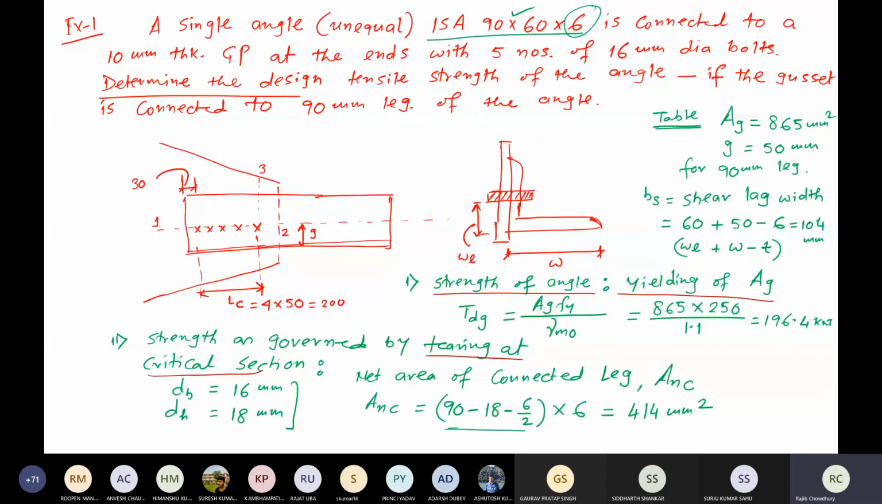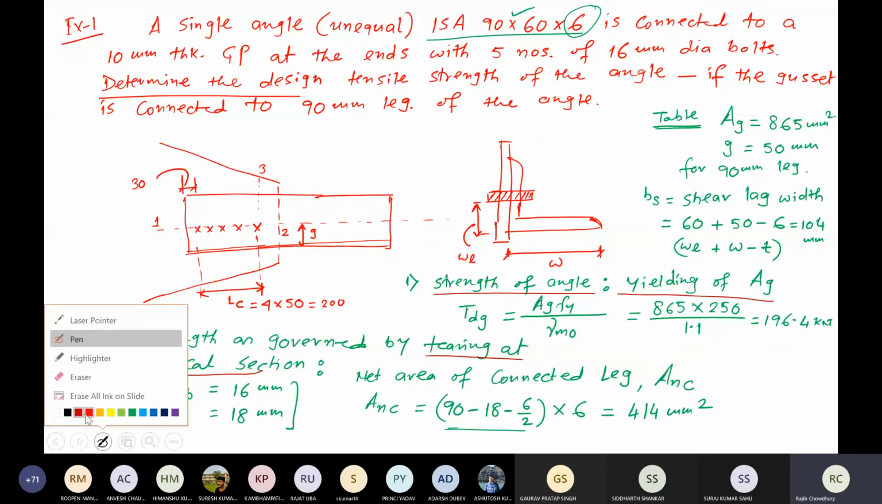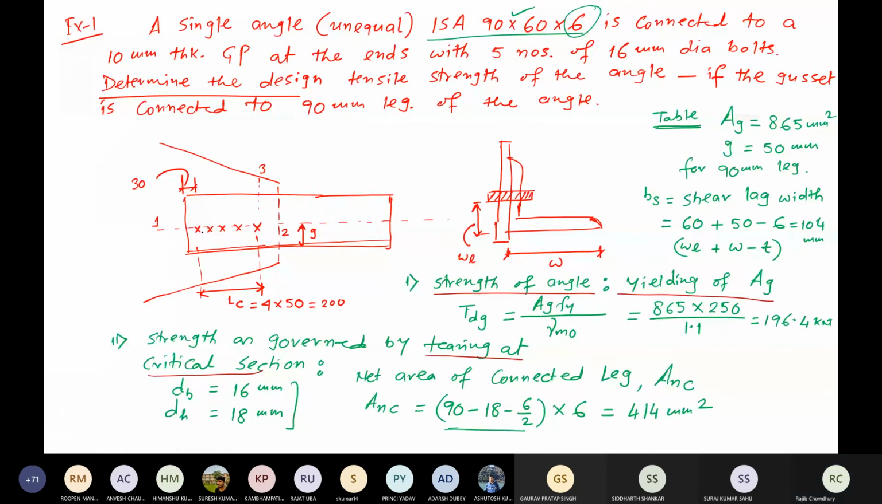The third one is the block shear strength. So in the block shear strength, first of all, let us again relook at the concept. What is meant by block shear? Block shear means the failure would happen due to both shear as well as a certain amount of tensile force.